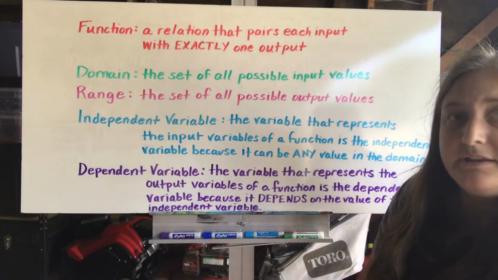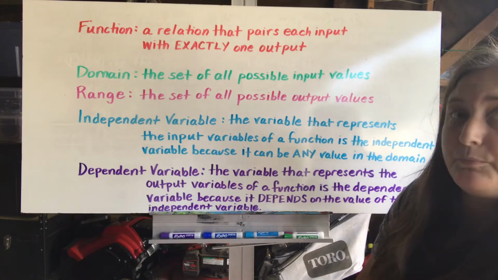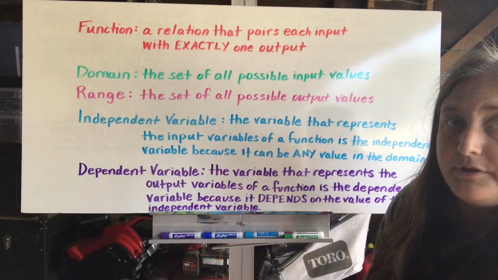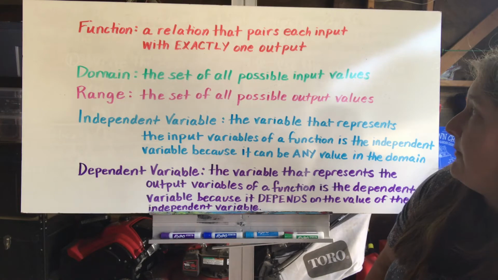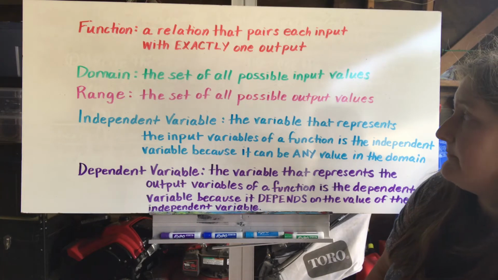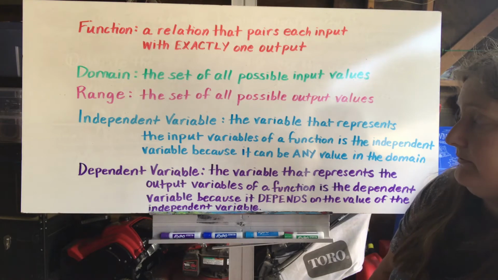So a function is a specific type of relation that pairs each input with exactly one output. So that input only has one output. The domain is the set of all possible input values. The range is the set of all possible output values.